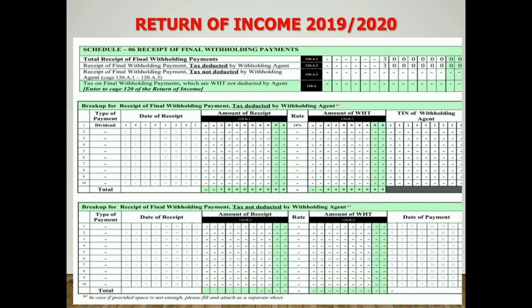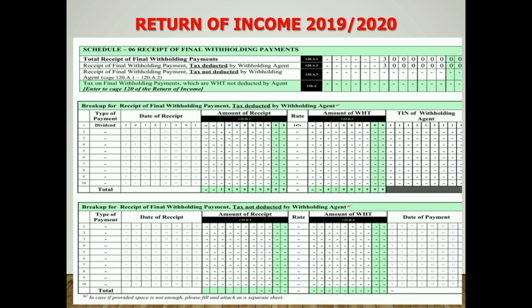We have to fill another schedule, that is schedule 6 for final withholding payments. According to my example, we have dividend received in the first period. For that dividend, withholding tax was deducted at the source by the resident company and paid. Therefore, what I have to do here is fill the subschedule 1 and the main schedule. So I have done it.